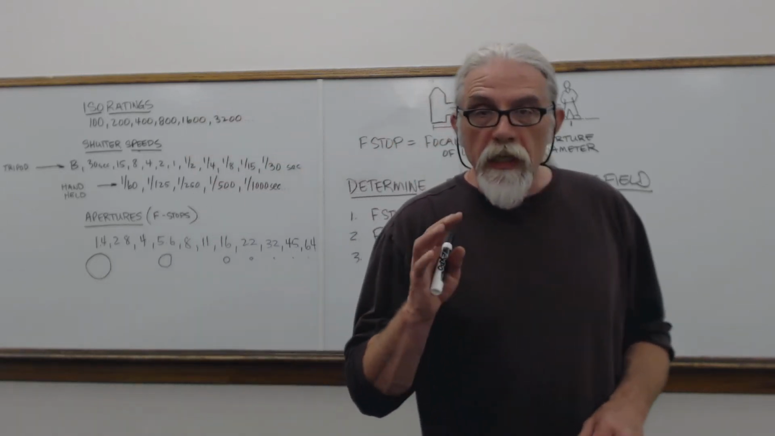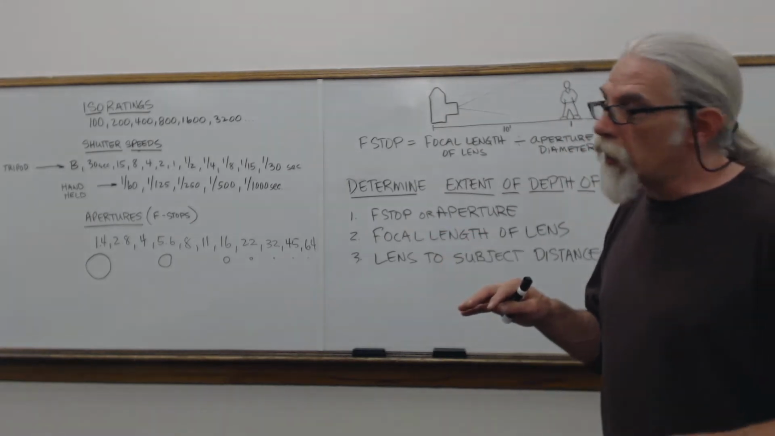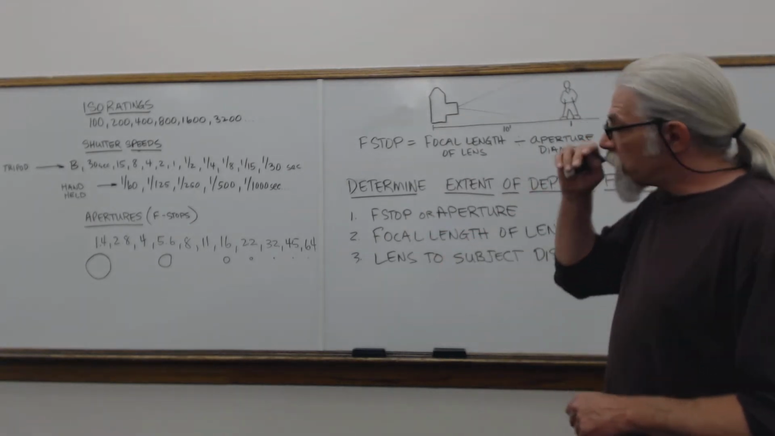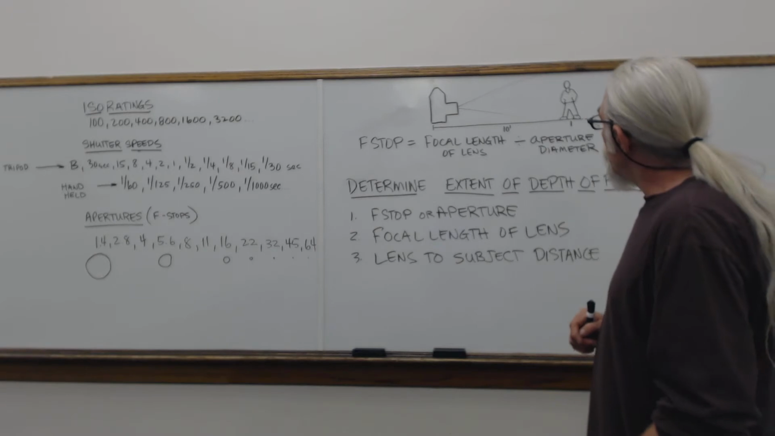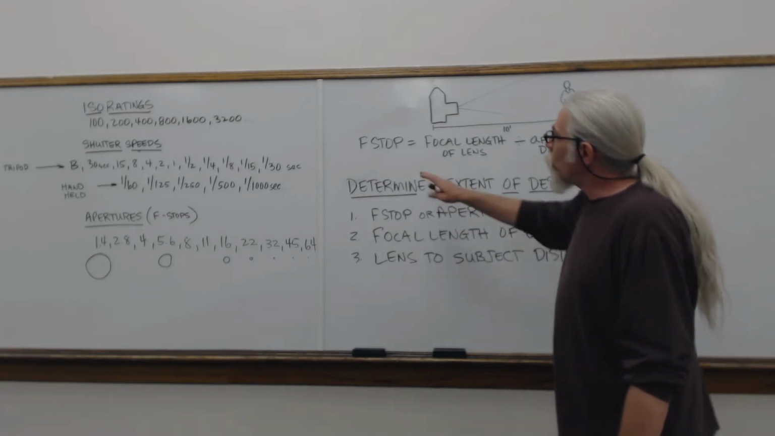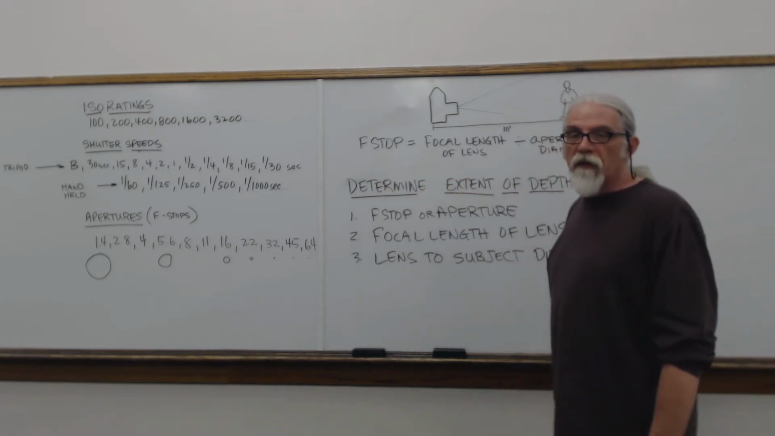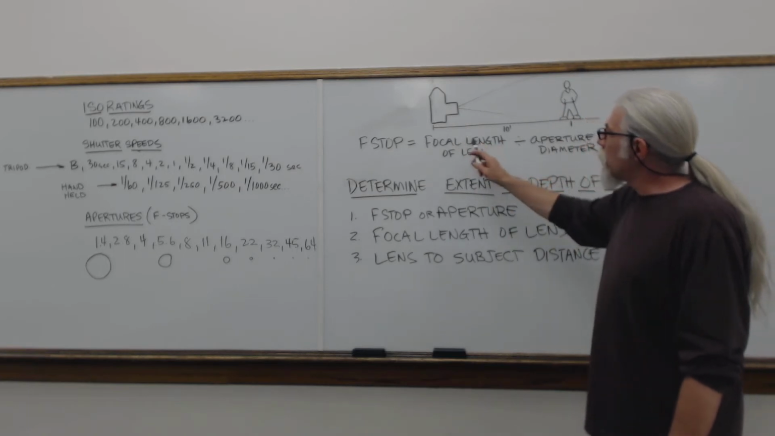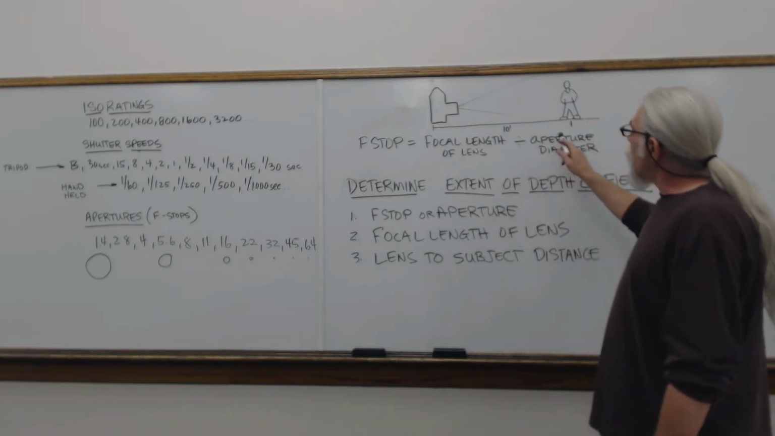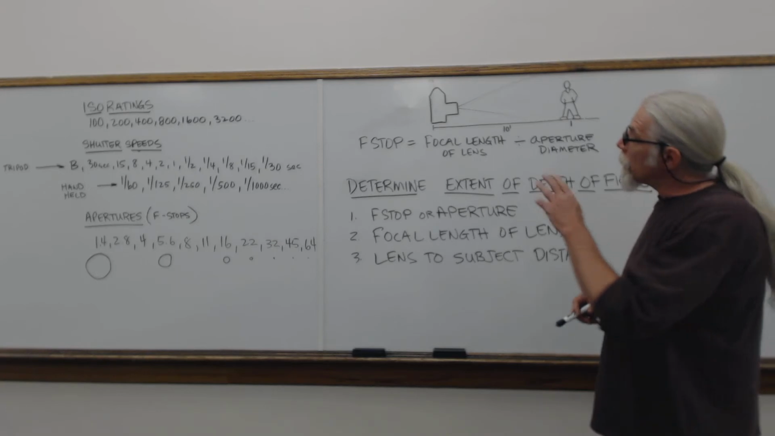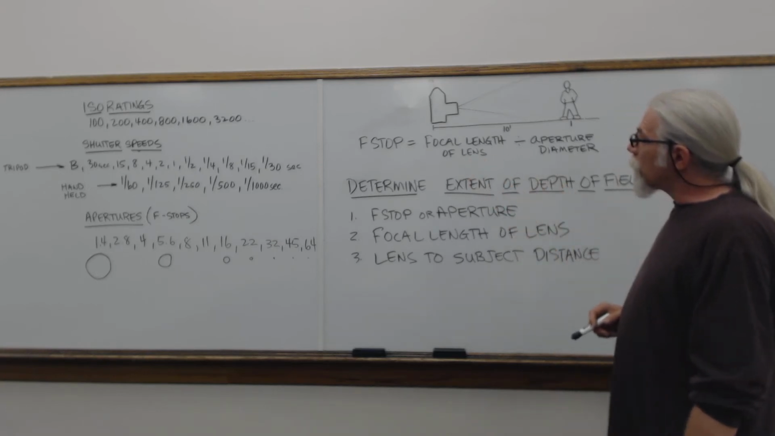I want to continue to talk a little bit about f-stops and depth of field. And you see here I have a little equation. What determines the f-stop is the focal length of the lens divided by the aperture diameter. And that is how we arrive at an f-stop.